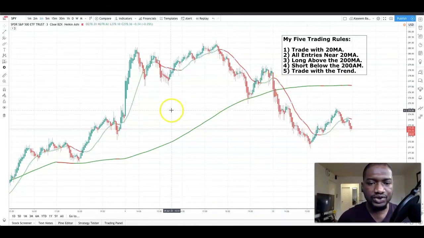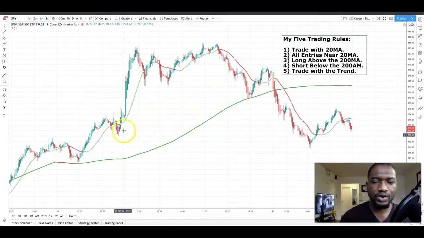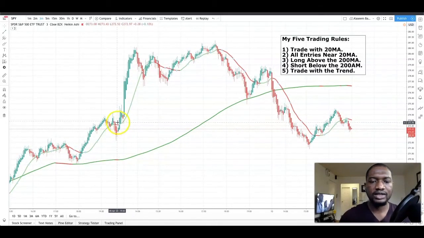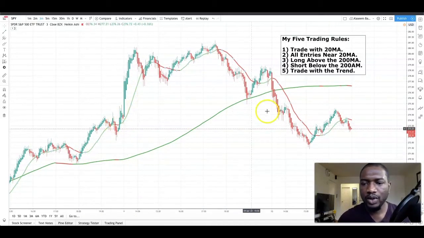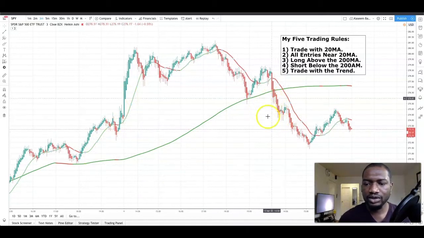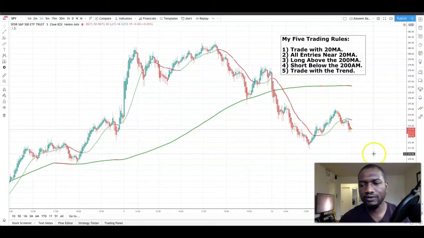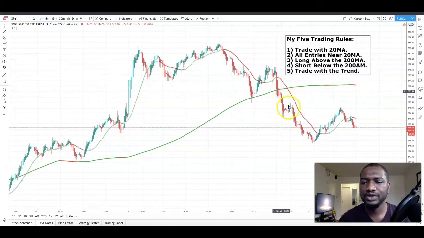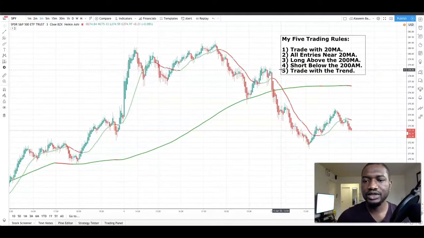So all the entries have to be near the 20, right? So when it's above the 200 and it's near the 20, then you can go for a call. When it's below the 200 and is near the entry, you can go for a put. So that's that. So the first one is trade with 20, which I already explained.